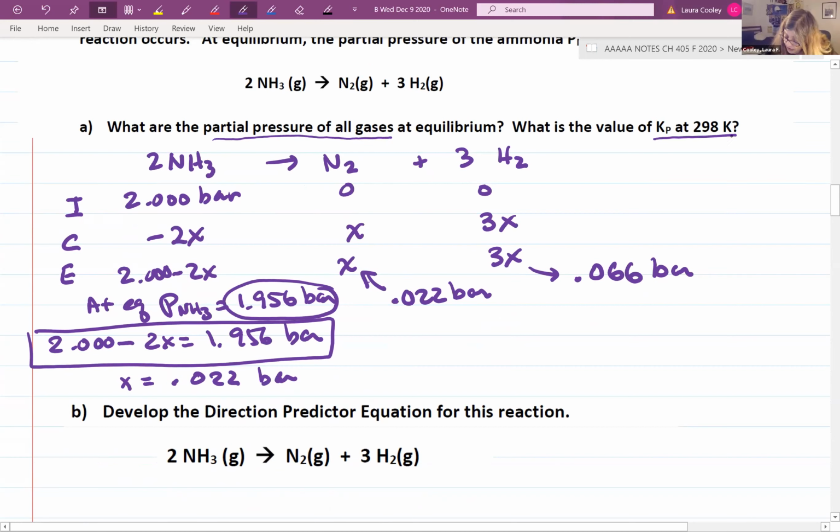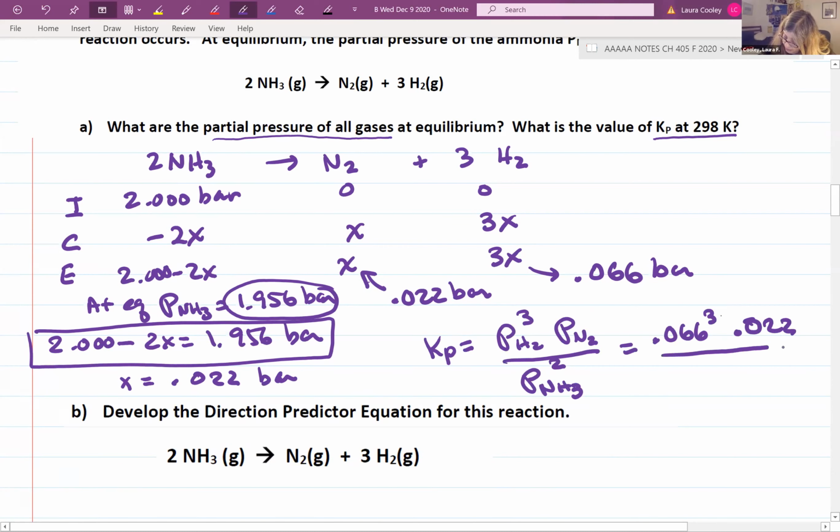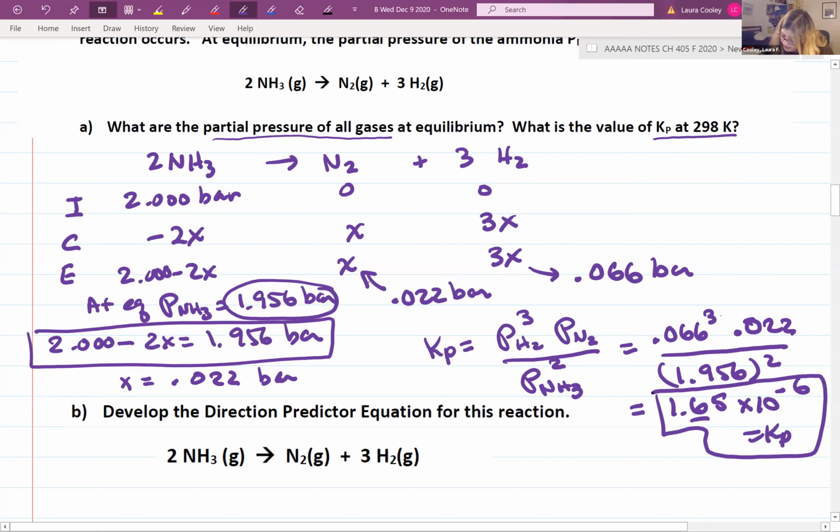And what is Kp? Well, this is the pressure of H2 cubed times the partial pressure of N2 over the partial pressure of ammonia squared. So that's 0.066 cubed times 0.022 divided by 1.956 squared. So that's a pretty small number. Comes out to 1.65 times 10 to the negative sixth. And we'll save that for later because we need to use that for other stuff.